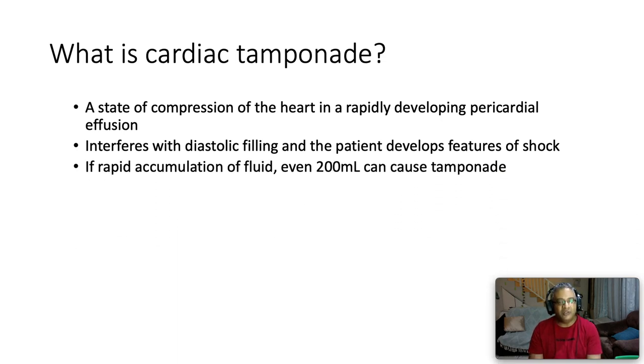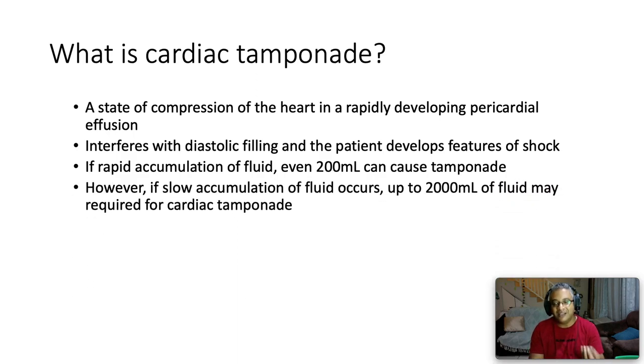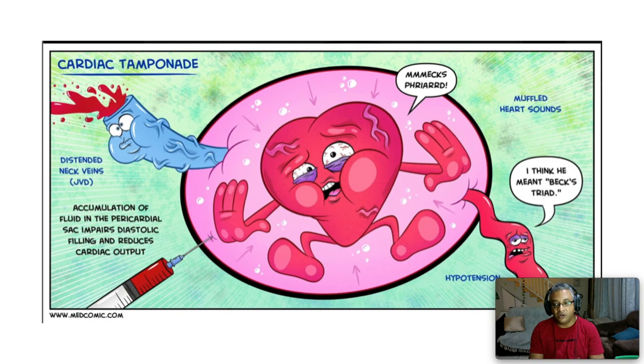If there's rapid accumulation of fluid, even 200 mL can cause tamponade. So the tempo of fluid accumulation is important. However, if there's slow, grumbling, chronic, long-standing accumulation of fluid, even up to 2 liters of fluid may be required for cardiac tamponade. So it's not just the total amount of fluid accumulation, it's also the tempo with which that fluid accumulates that determines whether or not a pericardial effusion becomes tamponade.